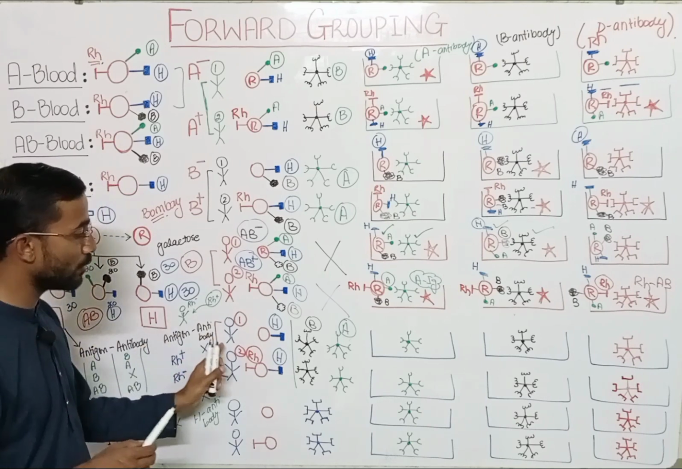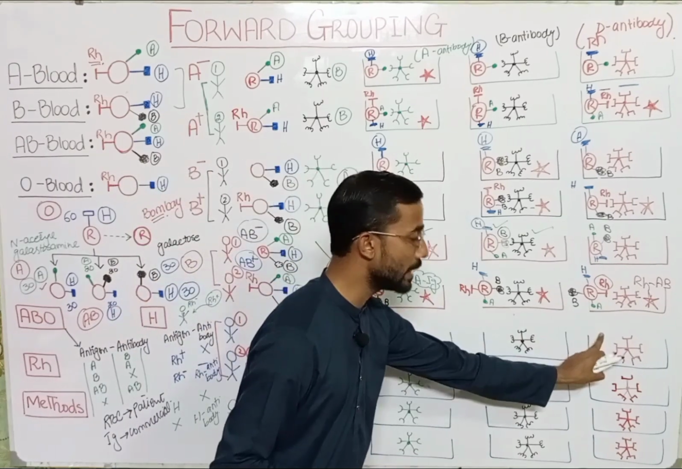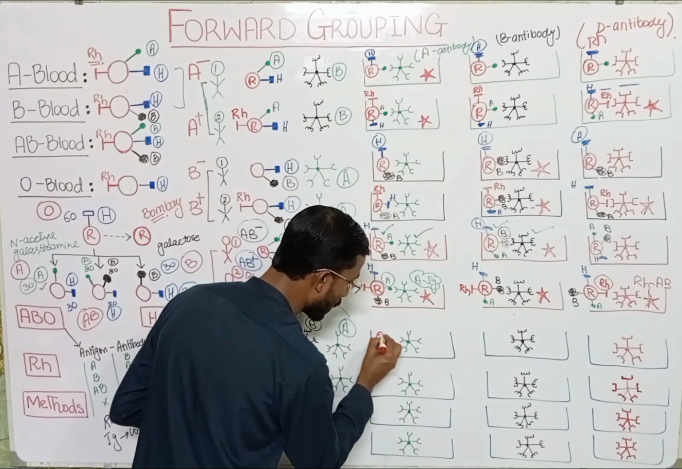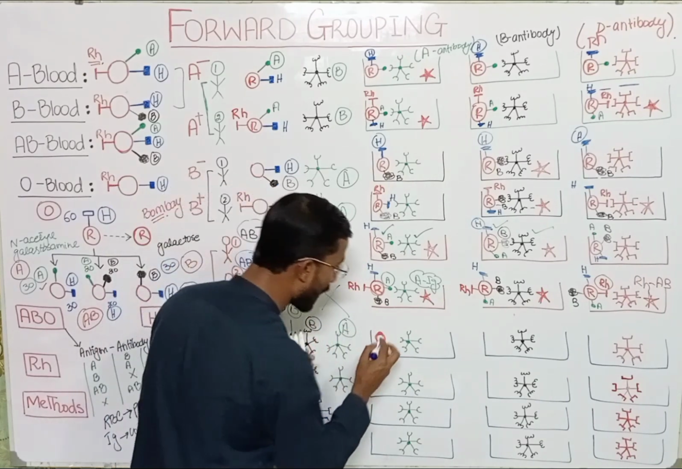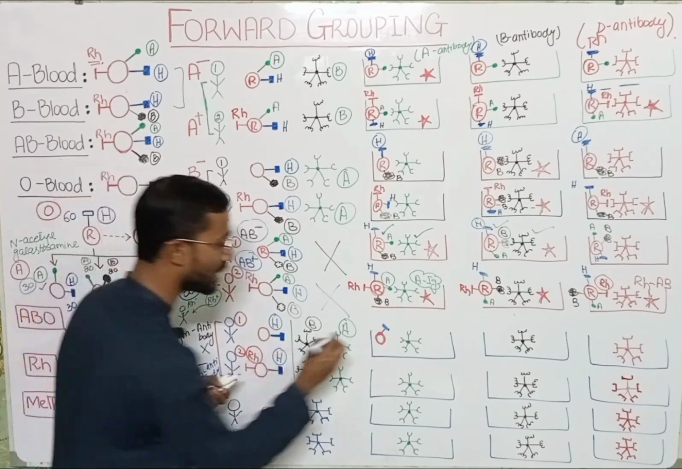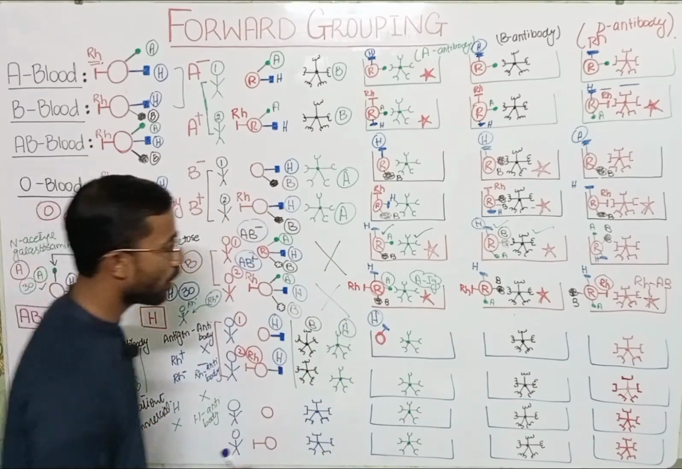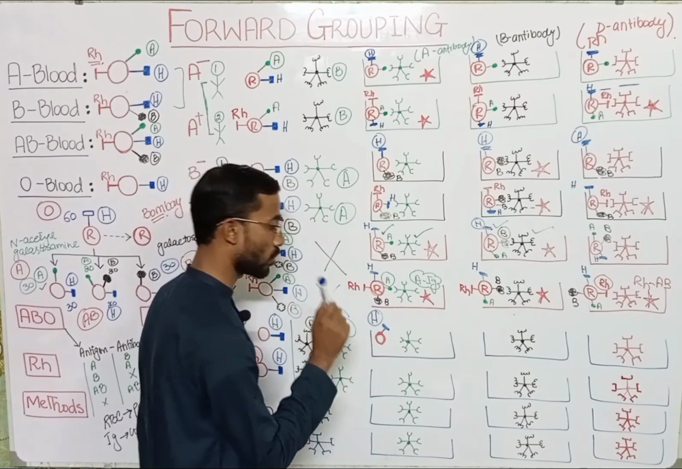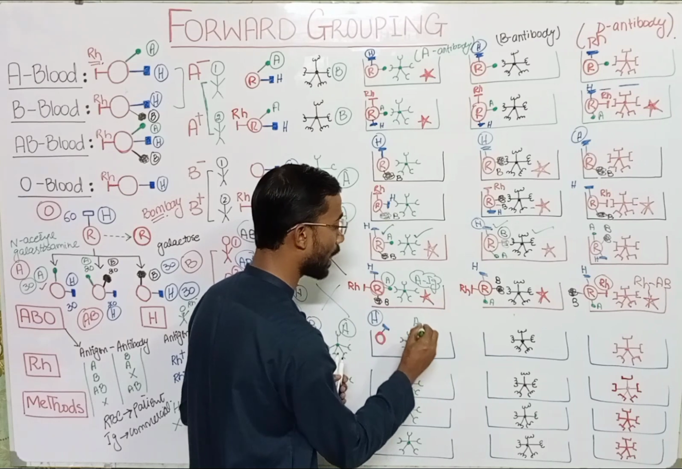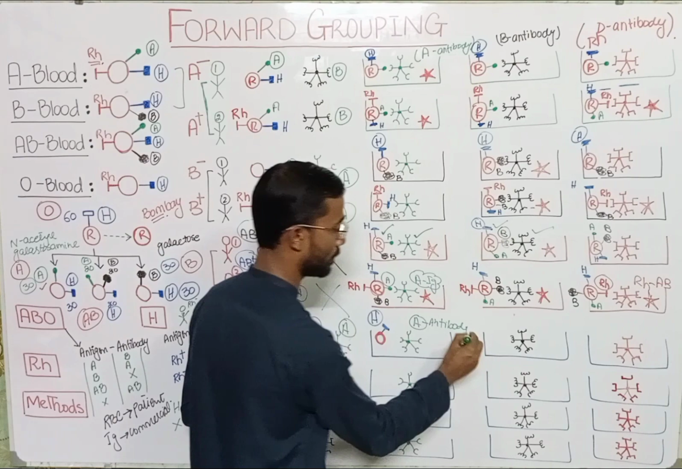Now when we add the blood to these antibodies, A, B, D, or you can say Rh, then what will happen? Here is the red blood cell, and this red blood cell has only H antigen. Will you see any agglutination? Not at all. Why? Because there is no A and there is no B. So in that situation, A antibodies cannot do anything.